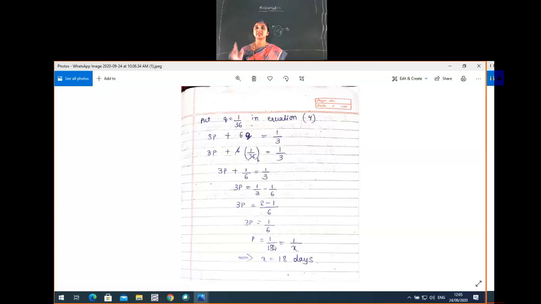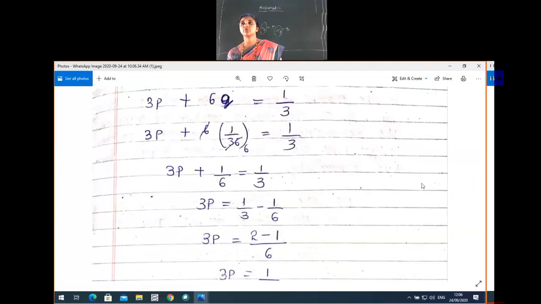So P in the sense it is equal to 1 by x. That's why, cross multiply this one. X into 1 is x, 18 into 1 is 18. That is x is equal to 18 days. Got the idea, no? X is 18 days, and we got the solution for this problem.